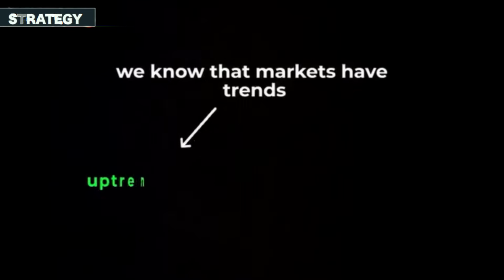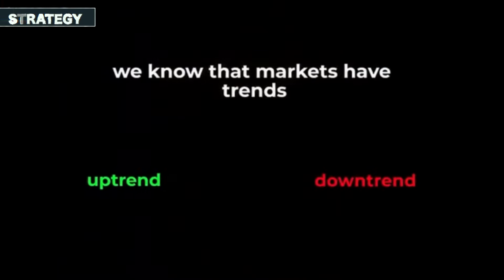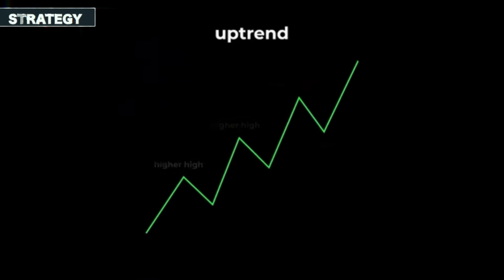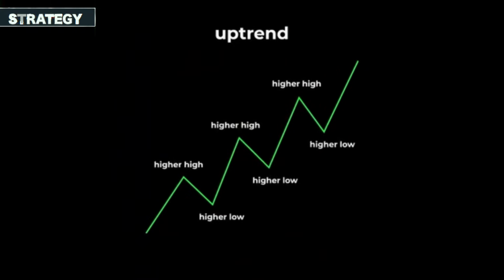So basically, we know that markets have trends, uptrends and downtrends. Let's take an uptrend as an example. During an uptrend, the market doesn't just move straight up. Instead, it moves in a structured way, forming what's called higher highs and higher lows. They're called higher highs because each high is higher than the previous one, and higher lows because each low is also higher than the previous one.